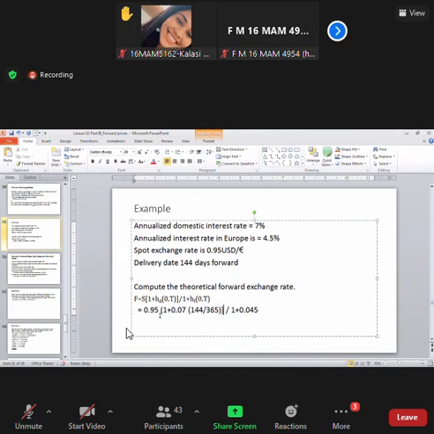So what should be the interest rate for 144 days? Because that is the time period of the forward agreement. Here also the same: you have to multiply that by 144 and divide by 365. If 0.045, or 4.5%, is for 365 days, how much is the rate for 144 days? Calculate and tell me the answer.